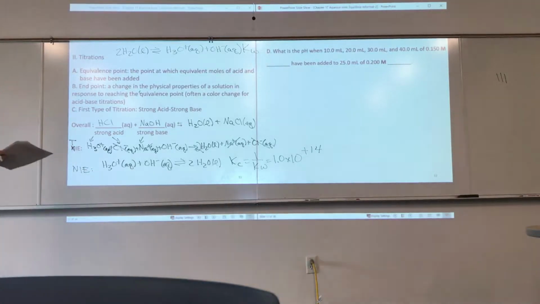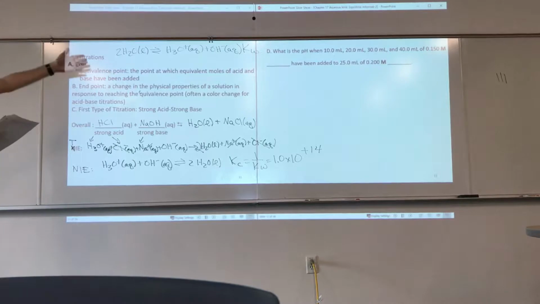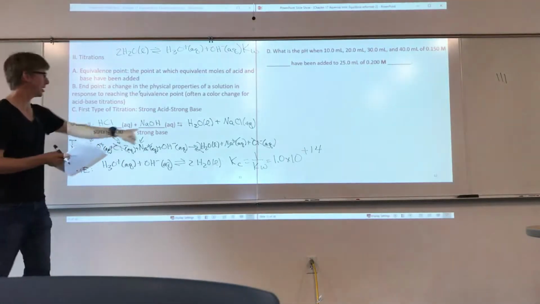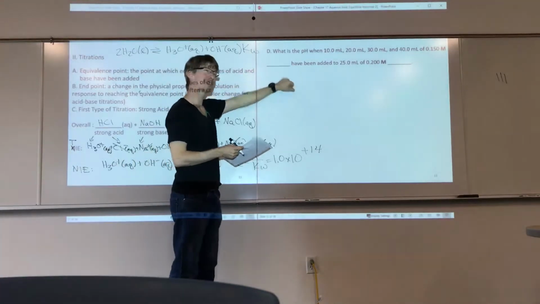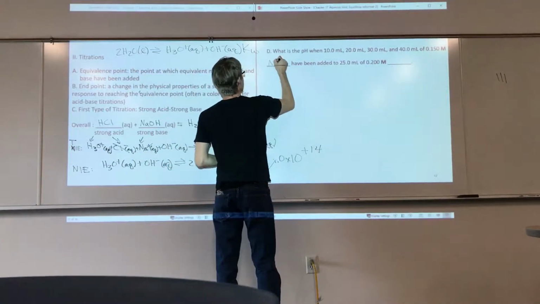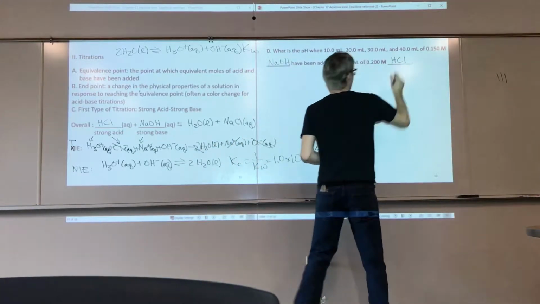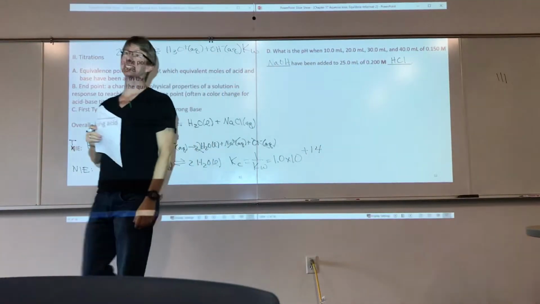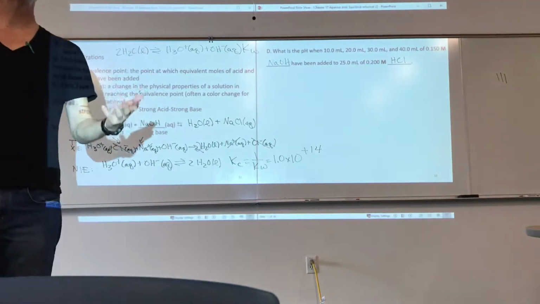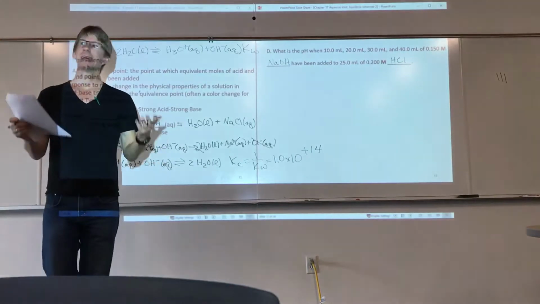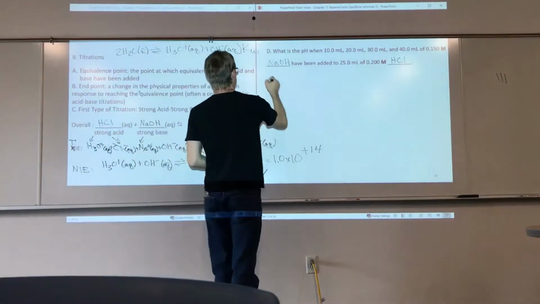All right, now what is the pH? Next slide. What is the pH when 10, 20, 30, and 40 milliliters of 0.150 molar? Well, here we'll plug in for this first blank, we'll actually put our sodium hydroxide. For our second blank, we'll actually put our HCl. And these are identical to problems we did in Chem 400. And so they will all be companion problems.